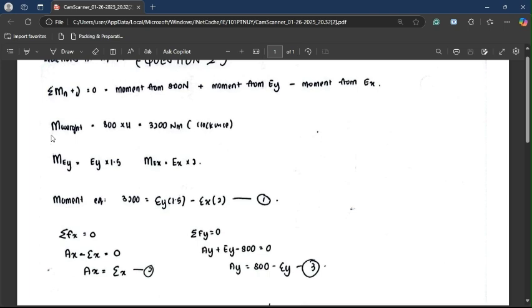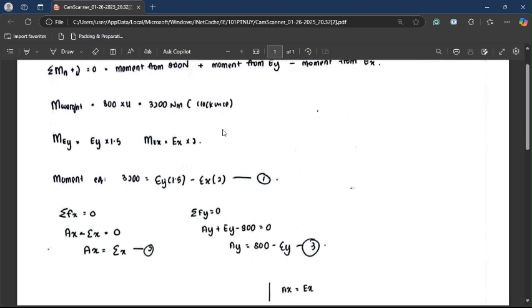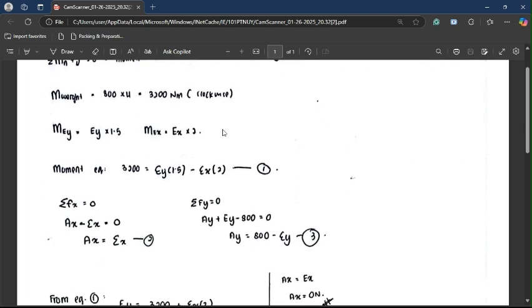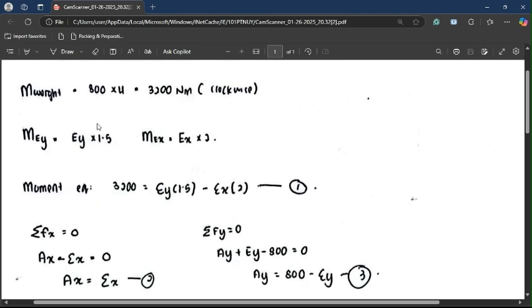So apparently this will be the moment of the 800 N weight: 800 times 4 equals 3200 Nm. There we can see that it's a clockwise moment. And for the vertical direction at E, which is Ey, it creates a counterclockwise moment at A. Counterclockwise means opposing the clockwise moment. The lever arm is 1.5 meters.